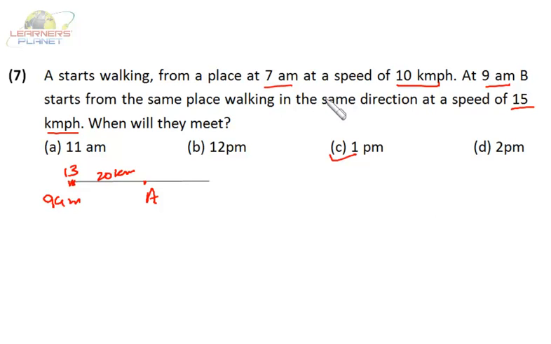Friends, two things are to be considered over here: the difference between their starting times and their speeds. Here the difference between their starting times is 2 hours and their speeds are 10 and 15. That means the gaining speed of B is 5 km per hour and he has to cover 20 kilometers, so he'll take 4 hours to meet A. I'm sure you can do this problem mentally once you are conceptually clear. Okay, now let's try the next problem.